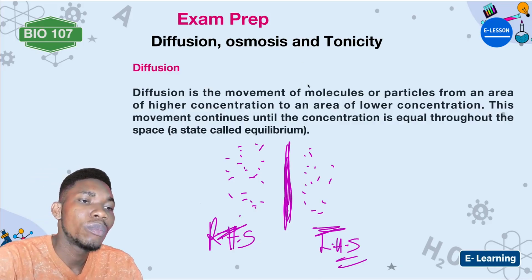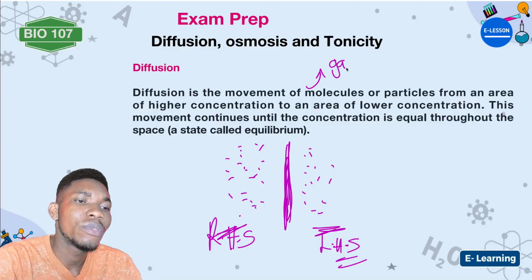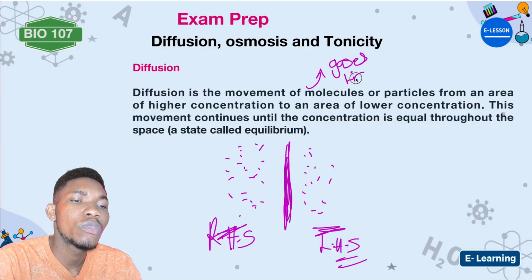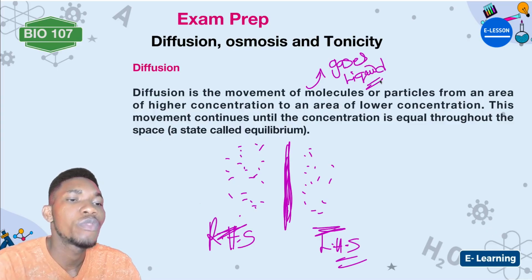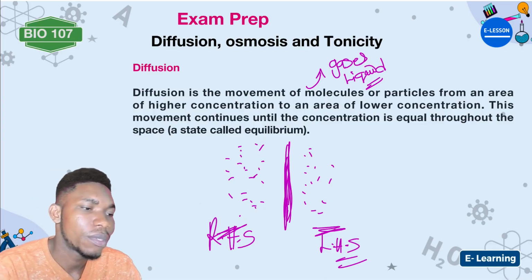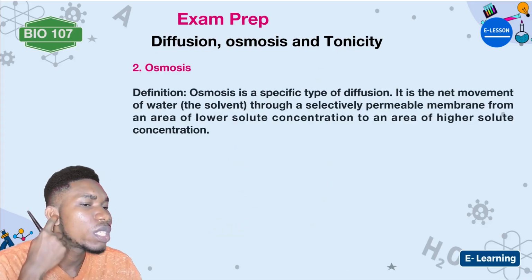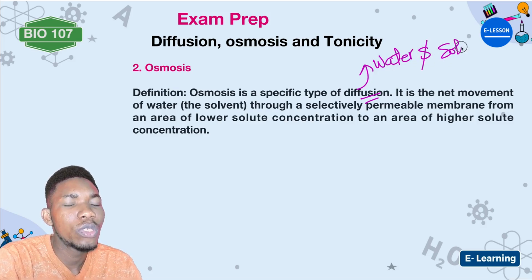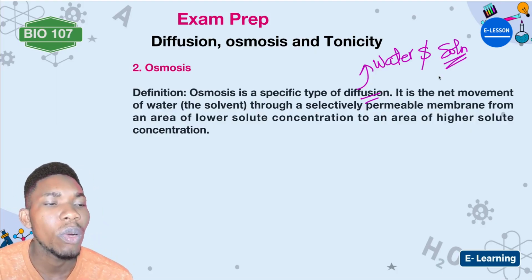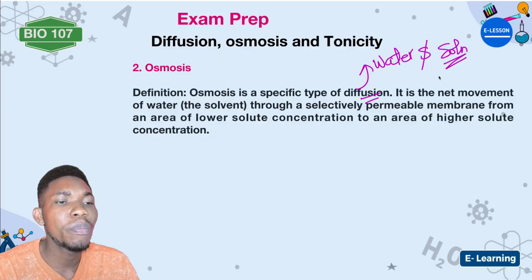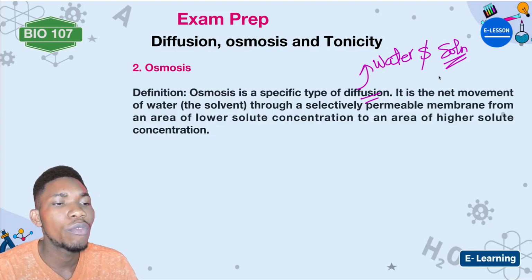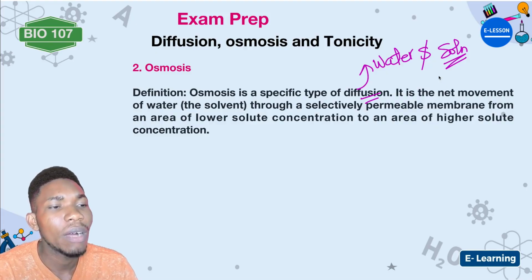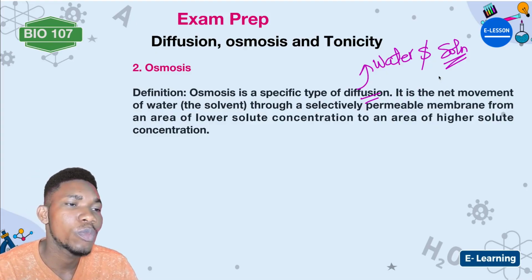Now, in diffusion, gases can diffuse, even liquids and solid particles can diffuse, and so on and so forth. These are substances that can diffuse. All right, now the next is osmosis. Osmosis is a special type of diffusion, particular to only water and solution, through a semi-permeable membrane from an area of lower solute concentration to an area of high solute concentration. That is what osmosis is, my dear students.